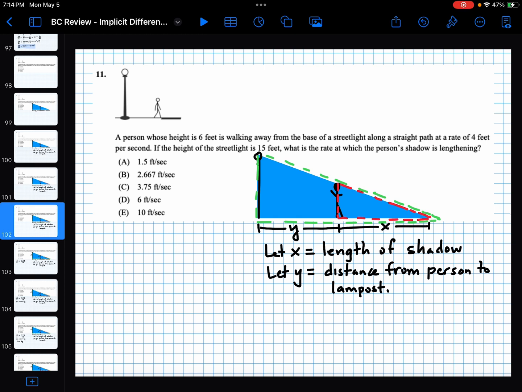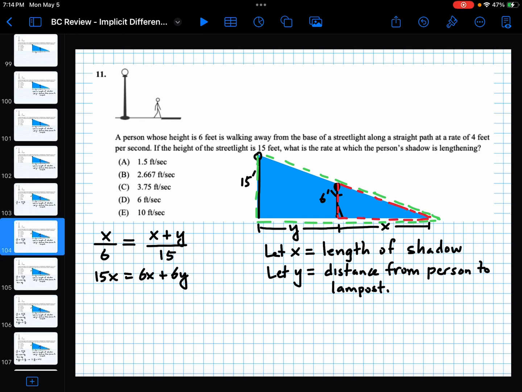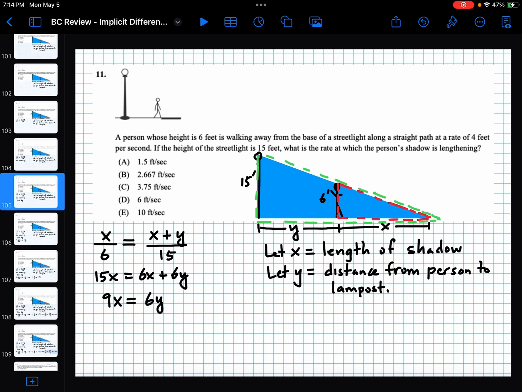So from the smaller triangle, I'm going to do the horizontal leg of x over the person's height, which is 6. And from the bigger triangle, the horizontal leg is going to be x plus y over the height of the lamppost, which is 15. And I'm going to wind up with that. I'm going to cross multiply to get this. I'll combine my x terms by subtracting 6x from each side. And now I'll do the derivative.